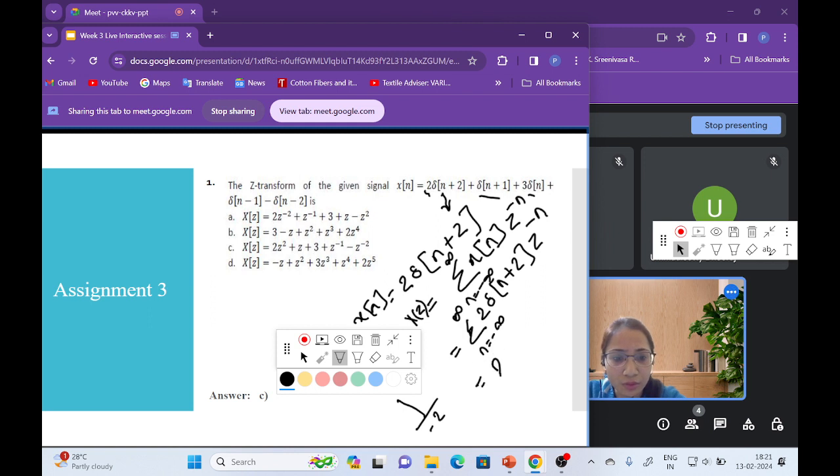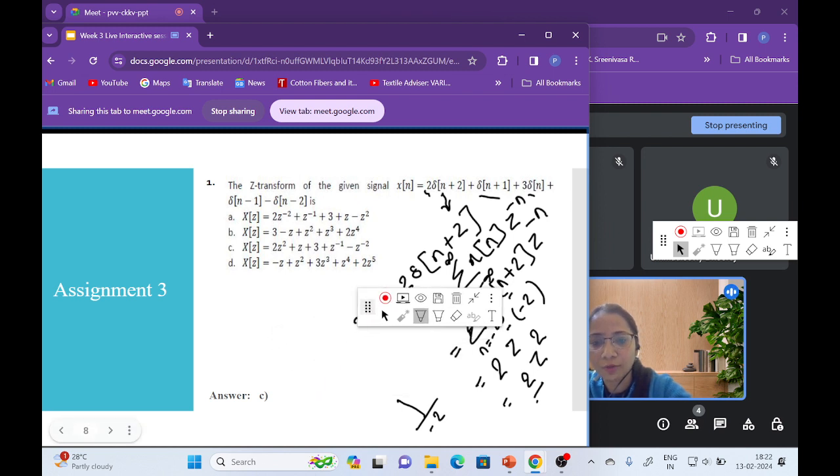So the 2 will be outside of this. So at n equal to minus 2, the value of this function will be 1 only. So z to the power, what will be the value with n equal to minus 2? Minus and minus will be plus. So the value is z to the power 2. So this is the value for this part, and similarly we will take all the other values. So what will be the Z transform of the overall function?